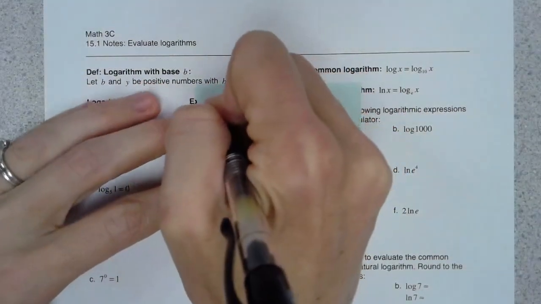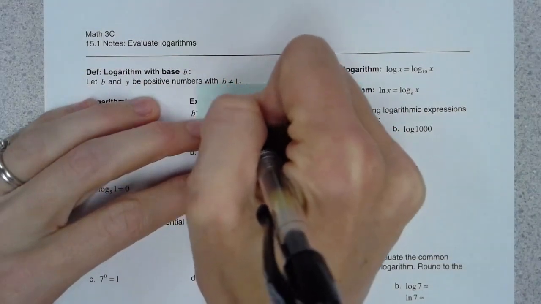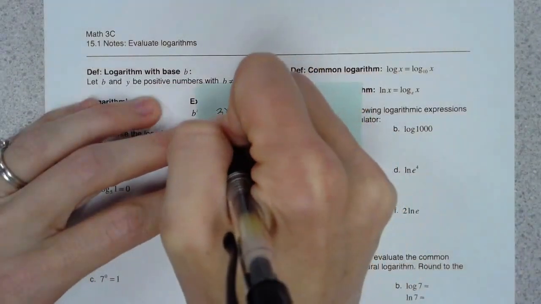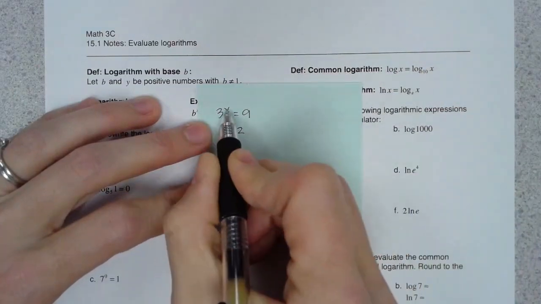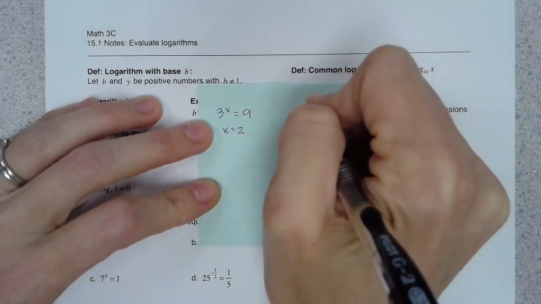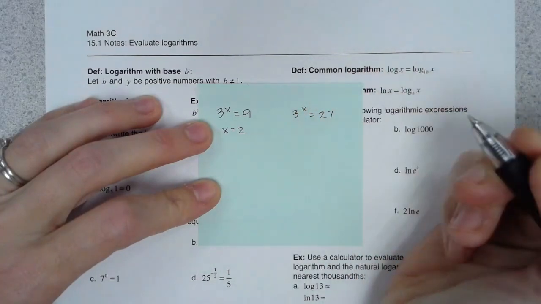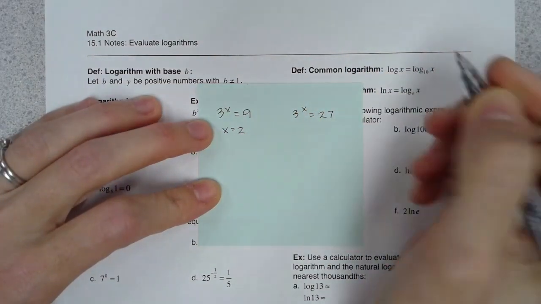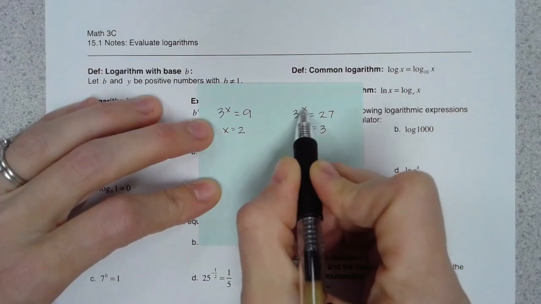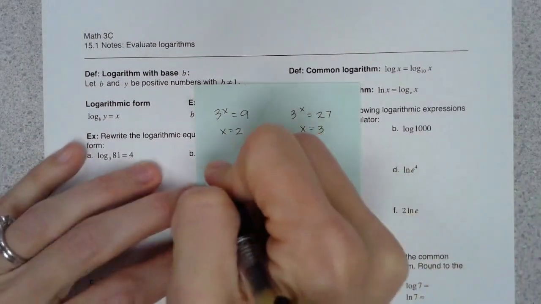So let's say you were doing the problem 3 to the x is equal to 9, and you were trying to figure out what x is equal to. Well, you would say x is equal to 2, right? Because 3 squared equals 9. What about if you had 3 to the x is equal to 27? Well, if you stop and think about that one, x would equal 3, right? Because 3 times 3 times 3, 3 to the third power gives you back 27.